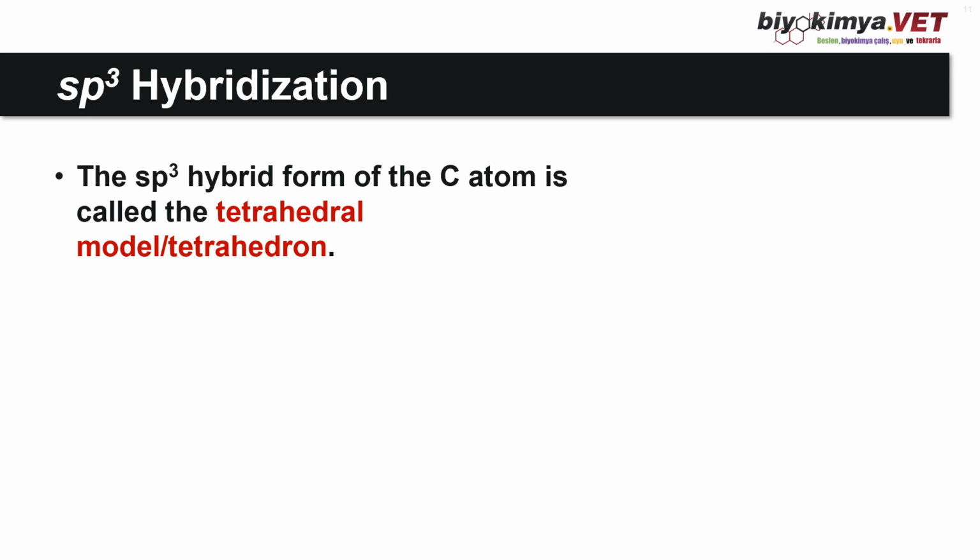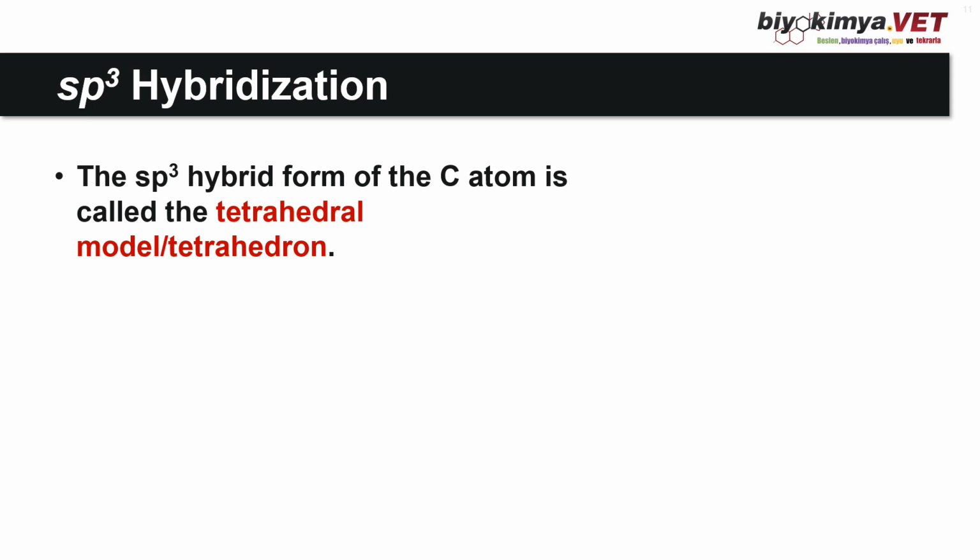The sp3 hybrid form of the carbon atom is called the tetrahedral model or tetrahedron. We have been discussing orbitals so far. This alone provides atoms with a great deal of flexibility in associating with other atoms. Now, how these orbitals can combine to form new shapes gives bonding even greater versatility. This merging is referred to as hybridization, and it's an appropriate term because the final orbital is a hybrid of the original orbitals.